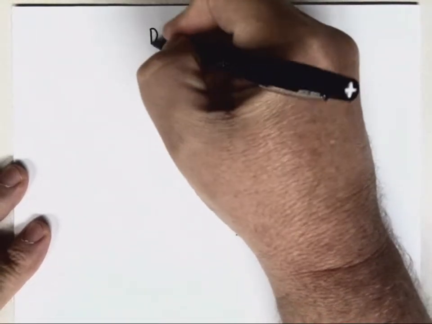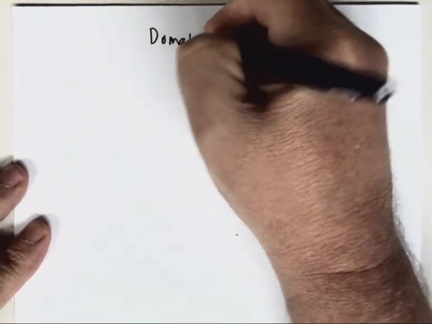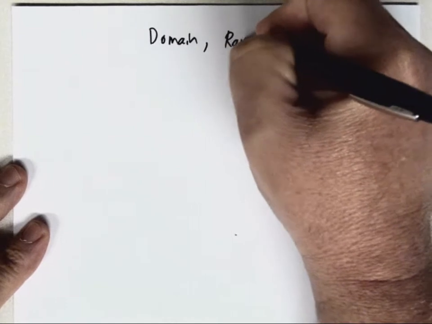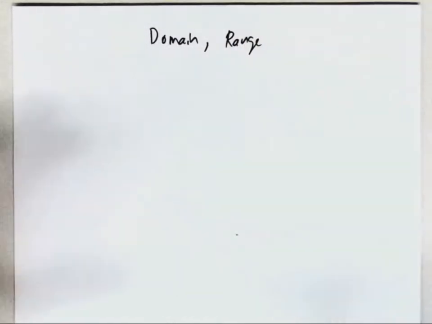Okay, now we're going to take a little bit of a detour and talk about something that a lot of times students get very confused about. But it's actually not that difficult. So hopefully I can explain it to where you understand it. And that's the concept of domain and range.